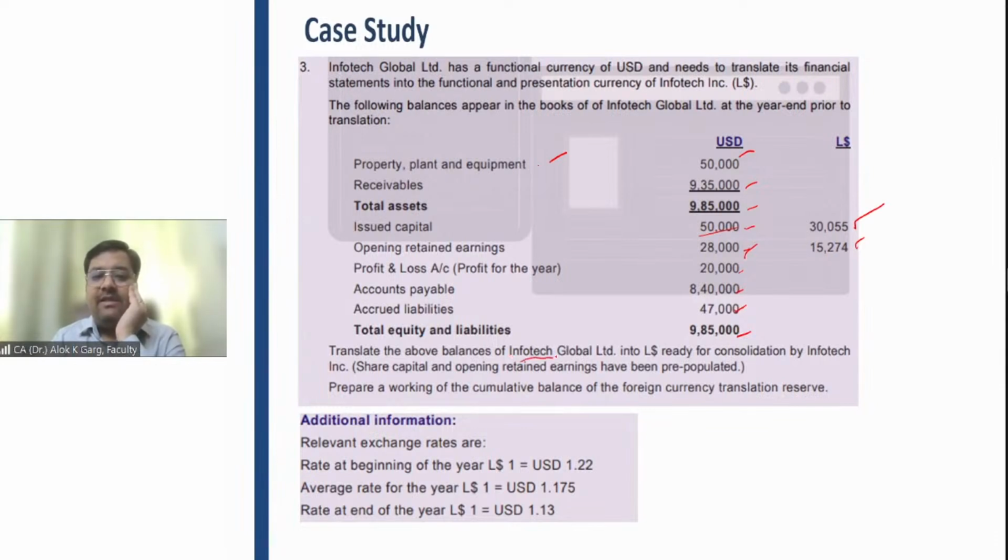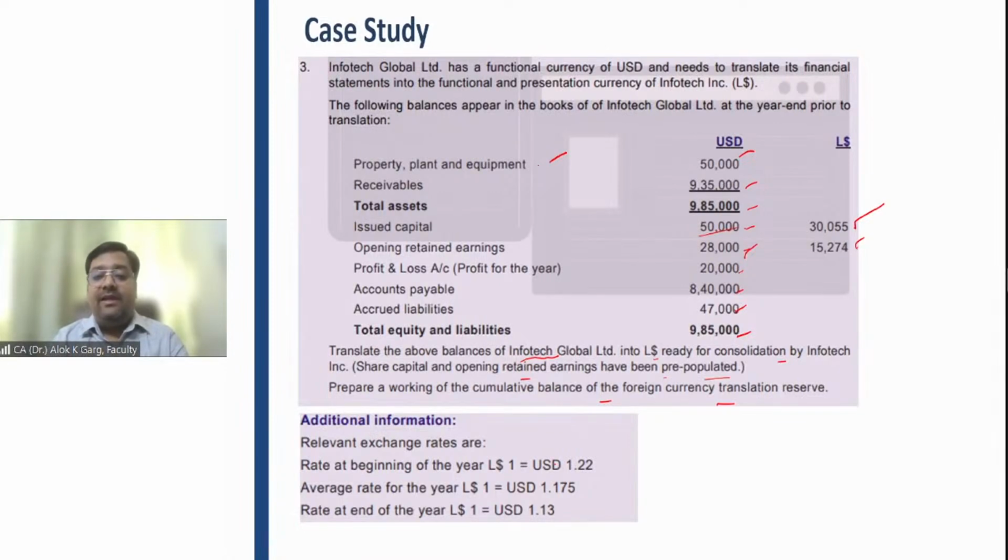Translate the above balances of Infotech Global Limited into L dollar, ready for consolidation by Infotech Inc. Share capital and opening retained earnings have been pre-populated, meaning the number has been given. Prepare a working of the cumulative balance of the foreign currency translation reserve. Now you have to prepare the working for FCTR also, right? Relevant exchange rates are given. You can see that the exchange rates are given.